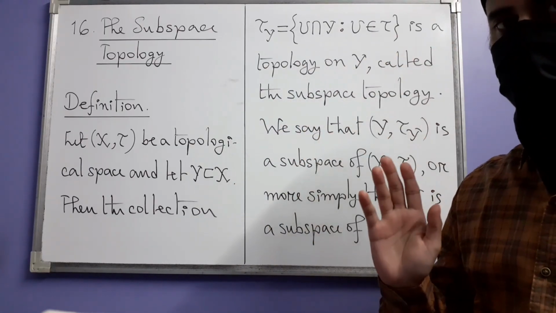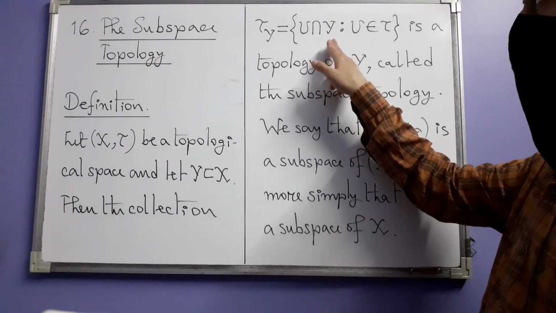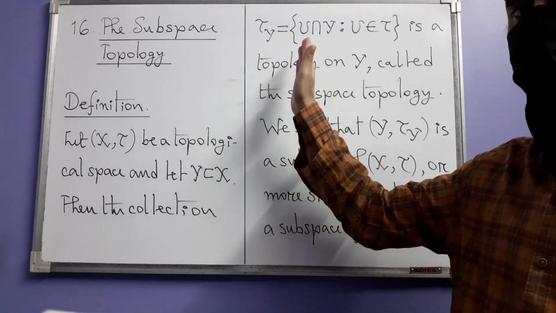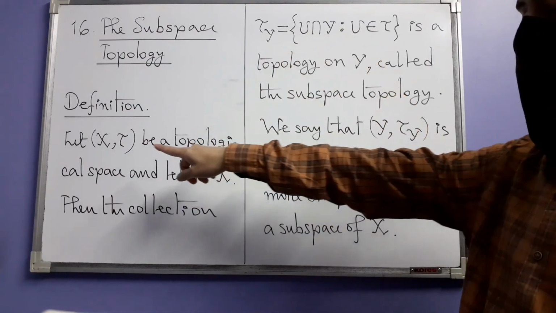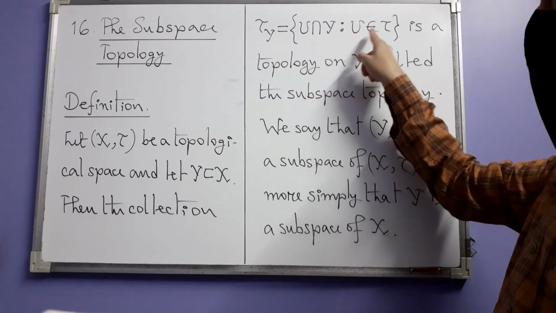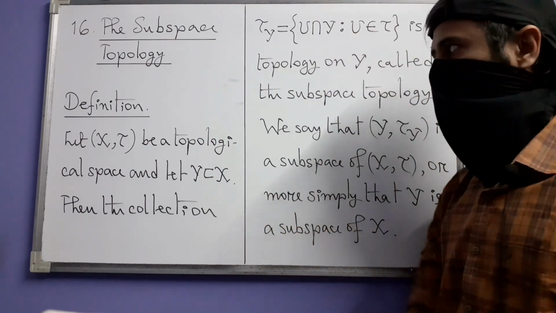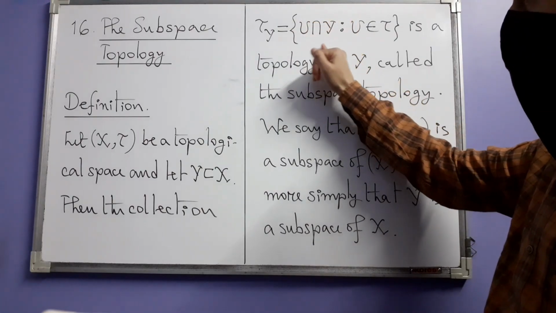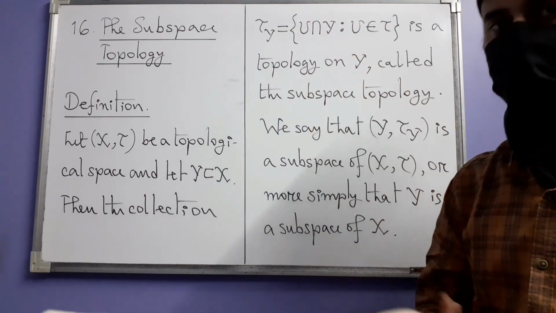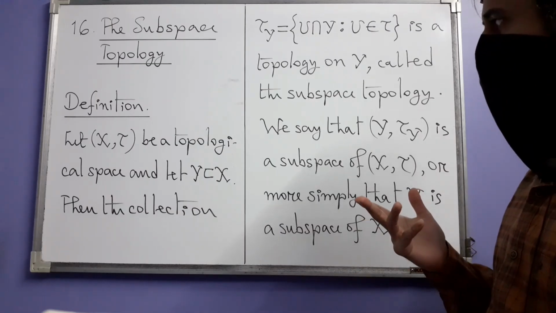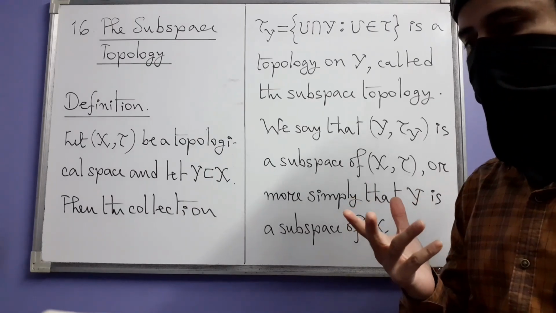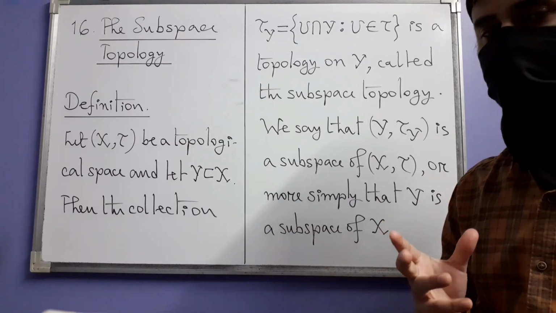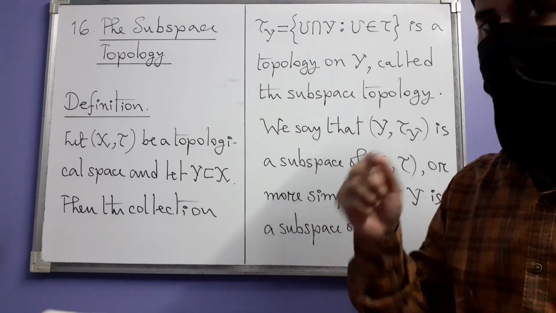What are the elements in this collection? They are the intersection of all the open sets in X with Y. That means U intersection Y, where U is open in X, or in other words, U is coming from the topology tau on X. Note one thing, that at least these intersections are all subsets of Y. So it makes sense to say that they form a topology on Y, because a topology on a set is basically a collection of subsets of that set.